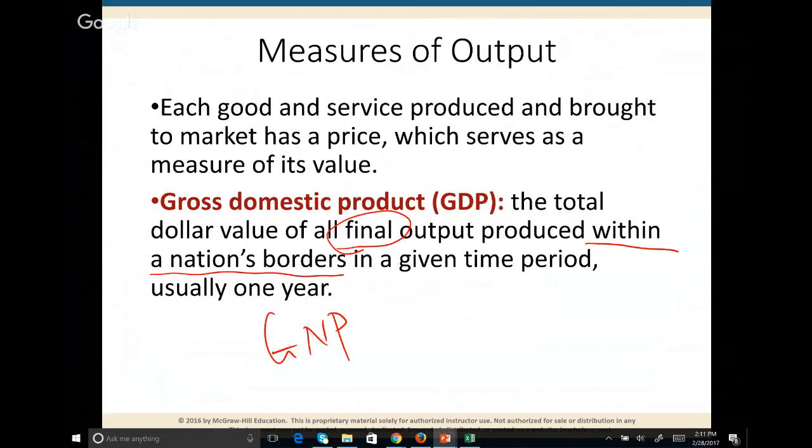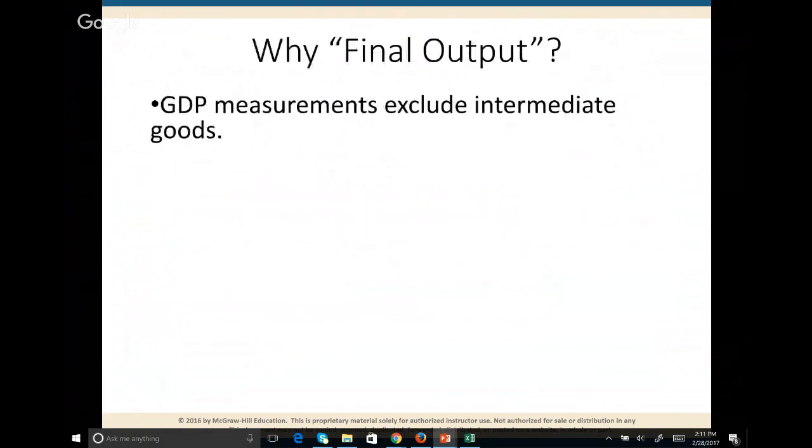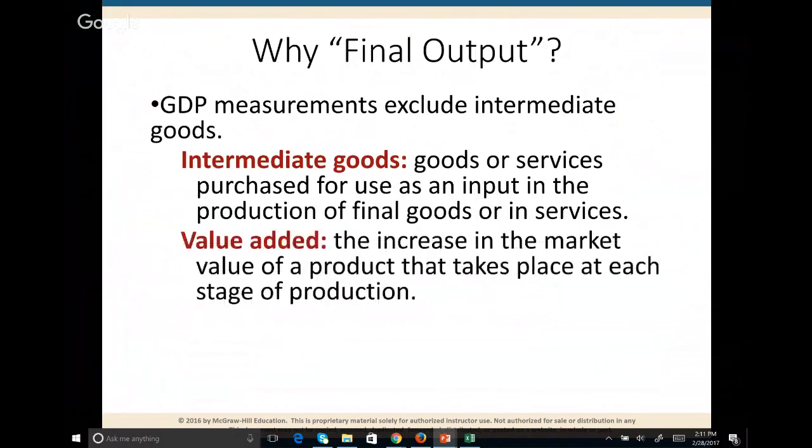GDP is everything produced within the border. GNP is everything produced by the home economy. So for all U.S. companies, it doesn't matter where they produce the good, that is our GNP. Okay. All right. So know the difference between intermediate goods and final goods. An intermediate good is anything purchased to be used as an input in the production of something else. So that will be an intermediate good.